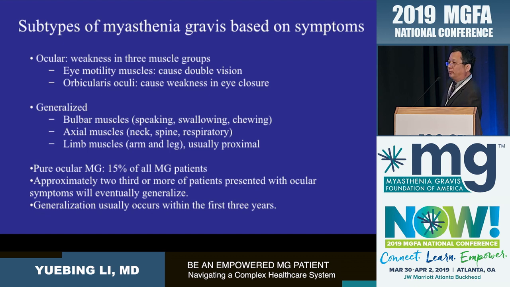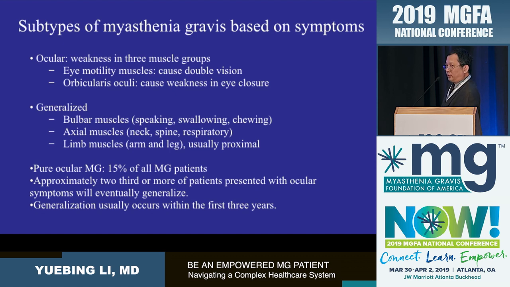Generalized includes what we call the bulbar muscles, that is, problems affecting your speaking, swallowing, and chewing. They are in the bulbar region of the brain called the brainstem. It's controlling that area. Axial muscles are the neck, spine, and respiratory muscles. And some people have abdominal symptoms, abdominal wall muscle weakness. Limb muscles, we're basically talking about arms and legs, usually proximal, but some people have hand weakness. More and more people are being recognized as having weakness in the hands.